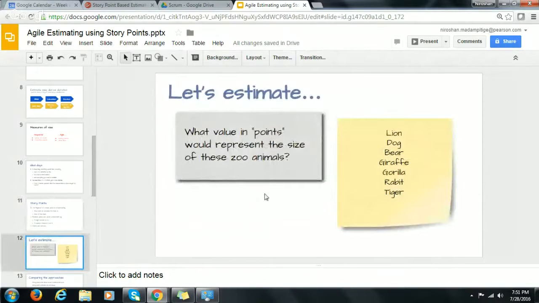Let's take a few examples. I have taken most of these concepts from one of my favorite CSTs and agile trainers, Mike Cohn. Mike Cohn uses the zoo points to elaborate.